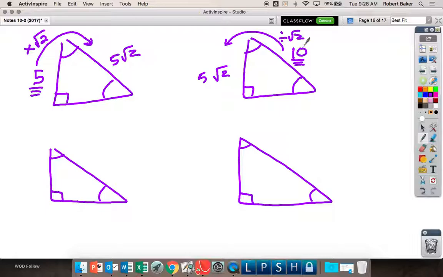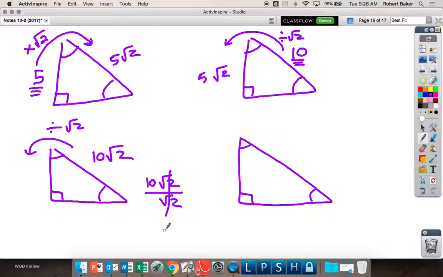Now, here's the other case. What if I have a radical here? How do I get back this way? What do I do over here? Divide by the square root of 2. So I need to evaluate what is 10 square roots of 2 divided by the square root of 2. Here's what happens. You ready? What do you get? 10. That's easy. That's not bad.